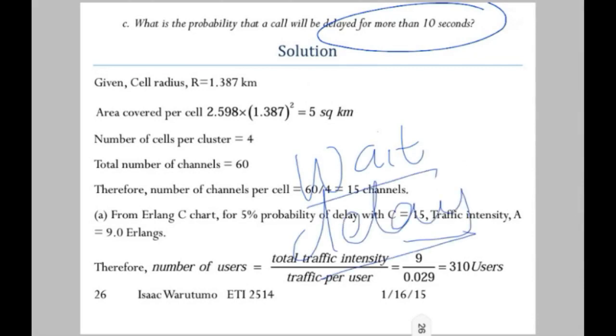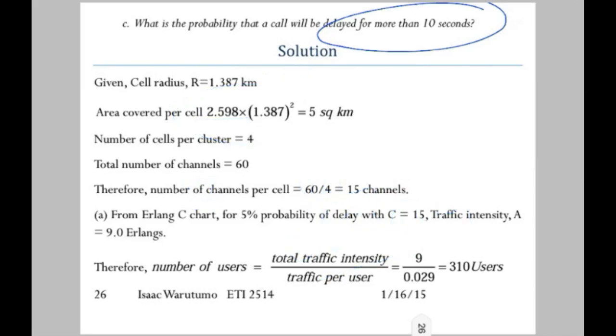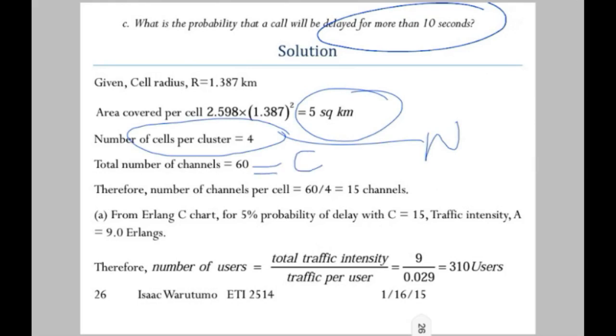Okay. Now that the solution is here, let us just look at it. We are given that the cell radius is 1.387 kilometers. Therefore, to calculate the area of a hexagon, the formula that you apply says that the area of a hexagon is given by 2.598 times r squared. That should not be something new. That comes from mathematics. When you do that, you get that the area of that cell is 5 square kilometers. Then the number of cells in one cluster is 4. This is what we said was N. C is 60. Therefore, this is the total number of channels available for the entire cluster.